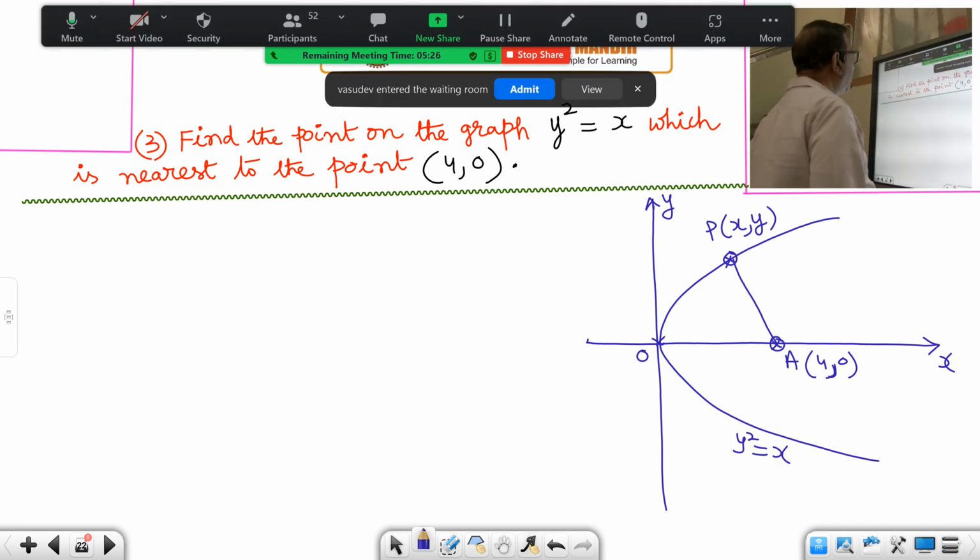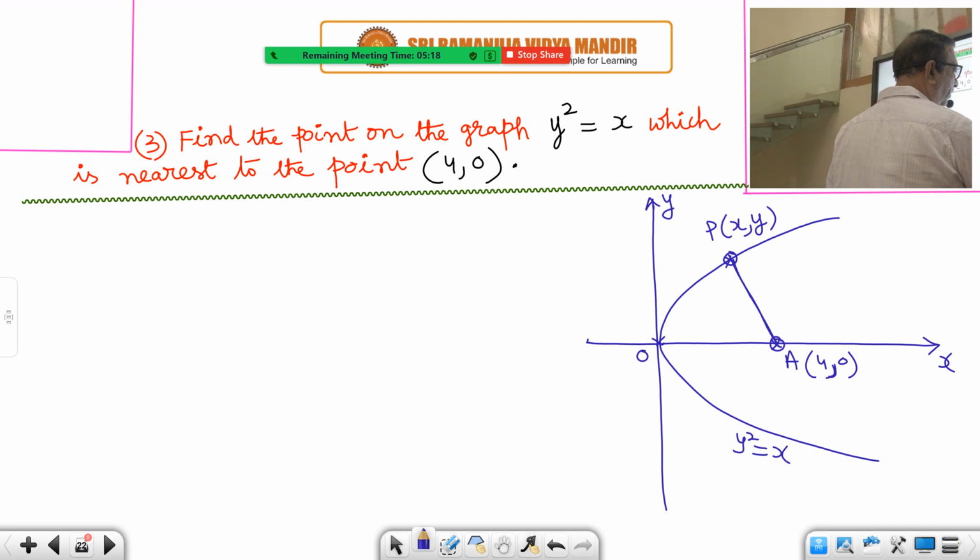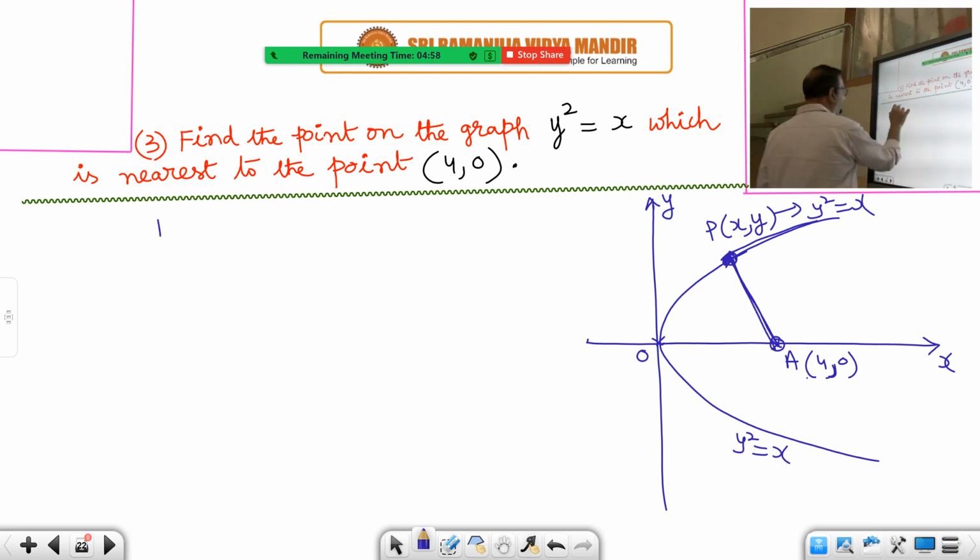Find the point on the graph which is nearest to the point 4 comma 0. Suppose P x comma y is the nearest point to the point 4 comma 0 that is lying on the curve. Okay, this point x comma y is lying on the curve. So because x comma y is lying on the curve, it will satisfy the equation y square is equal to x. Now the distance PA should be minimum. We have to find the point such that distance PA is minimum.